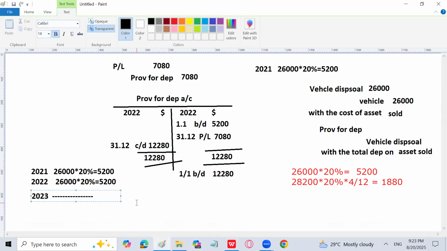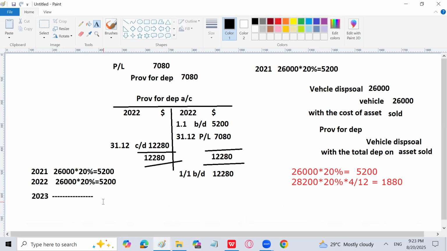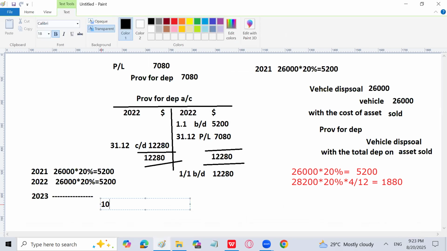Now let's go for the total. The total depreciation on the asset sold from the date of purchase till the date of sale is 10,400. I will pass the entry provision for depreciation debit, because I will take out the amount from the provision for depreciation account of total depreciation on the asset sold, and I will transfer it to the disposal account with the total depreciation. So provision for depreciation debit and disposal account is going to be credit. Let me write here the amount because the space is little less.